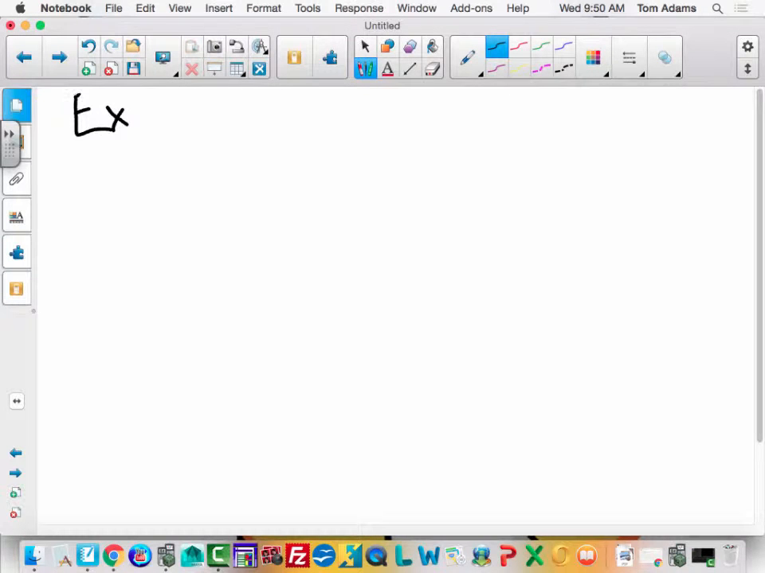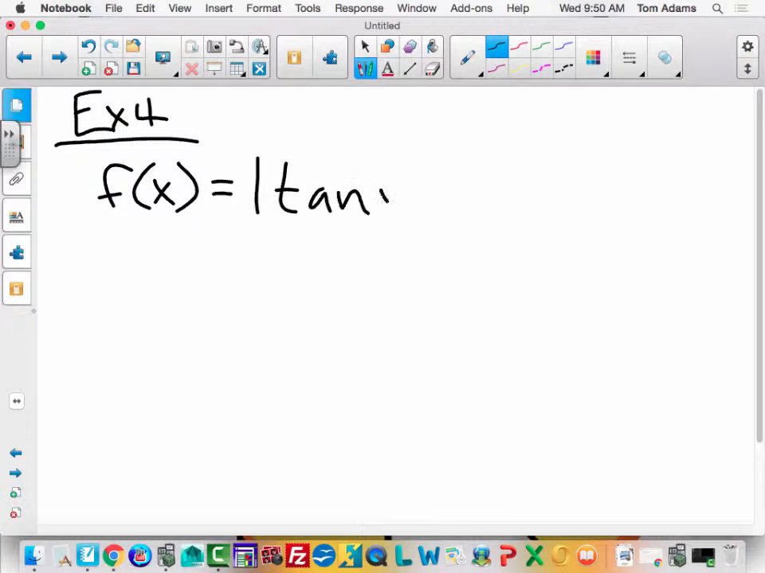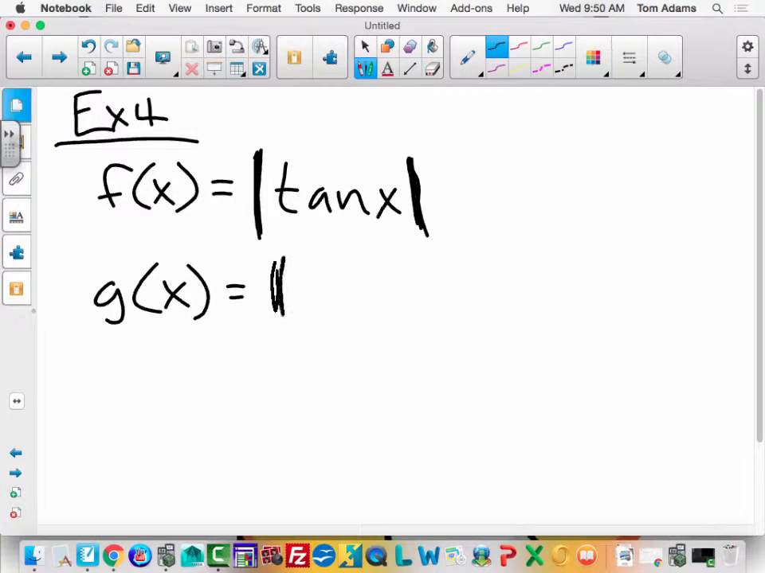Example number 4, we're going to deal with non-negative periodic functions. So we're going to say the absolute value of tangent x, and I'm going to make these a little thicker so you guys know that they're absolute value brackets. And then the absolute value of sine of x.